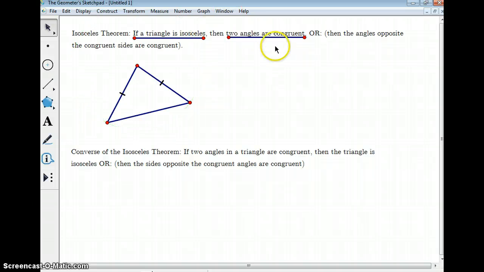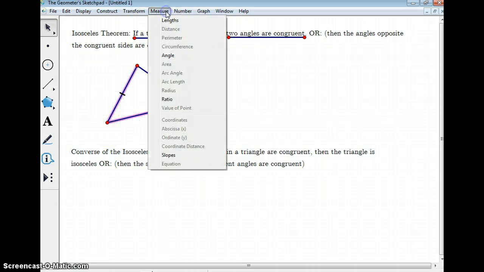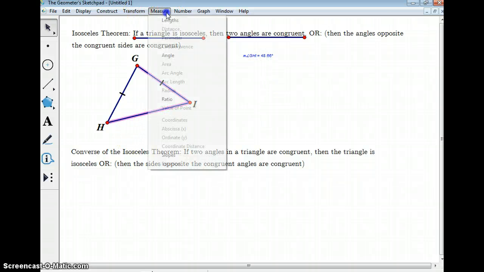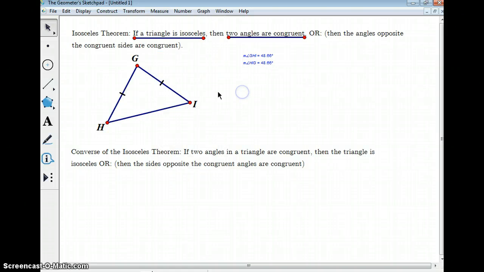And then if I want to see, okay, well, does that mean two angles are congruent? I can measure them. So I click these two sides of the angles, and I measure the angle. I get 48.66. I hit these two sides of the angle and I measure the angle. I get 48.66. So looks like a good conjecture, and then as you know, we went ahead and proved it.